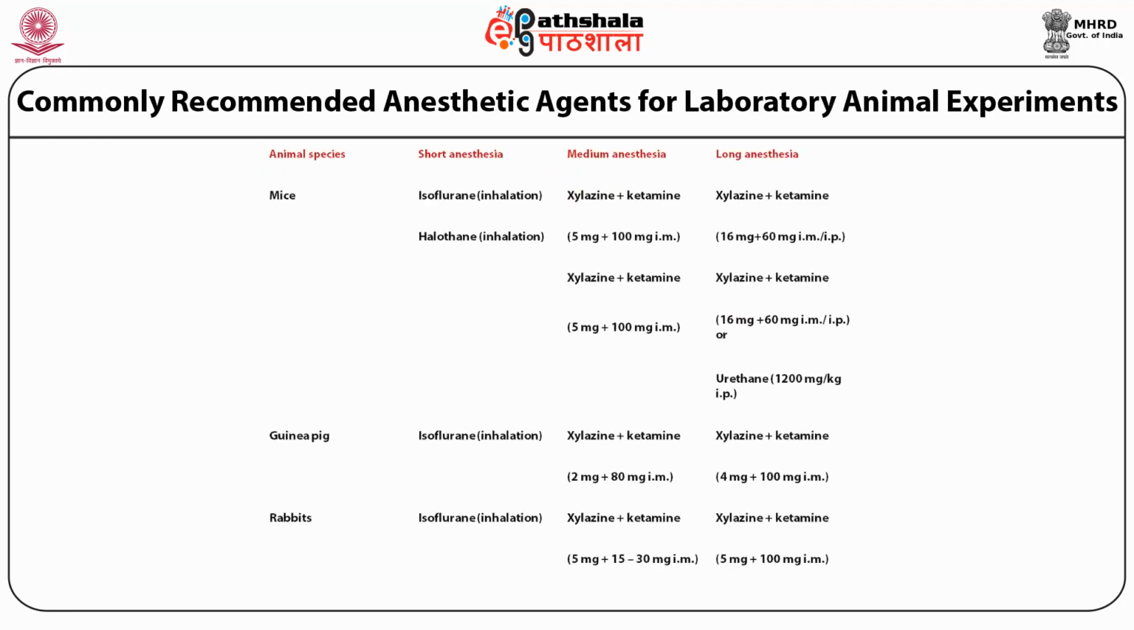This is a table showing the anesthetics commonly used for laboratory animal experiments. For example, for retroorbital bleeding, what anesthesia we use, and for any surgical procedure, what anesthesia we use. Usually for inhalation anesthesia, we use isoflurane, or for drug anesthesia, xylazine and ketamine are commonly used in mouse, rat, rabbit or guinea pigs.